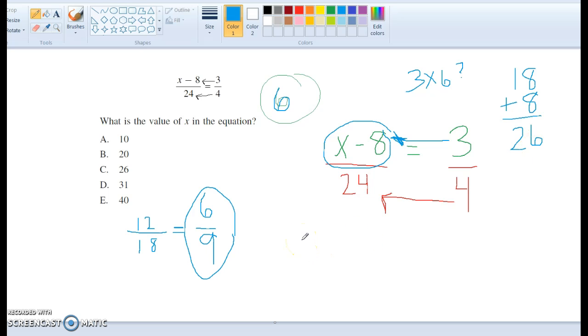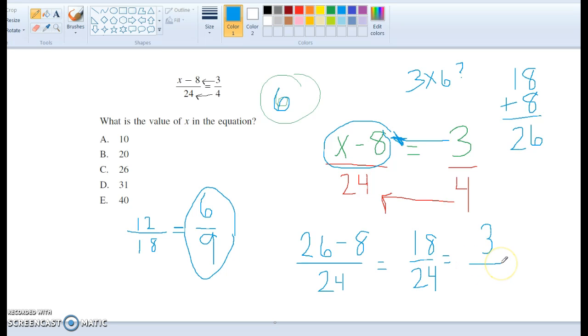Now let me show you what happens. Now we have 26 minus 8 over 24, okay? 26 minus 8 is going to give us 18 over 24. Now, how many times will 6 go into 18?